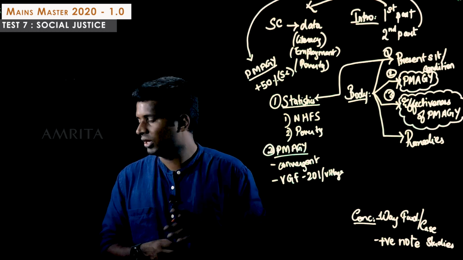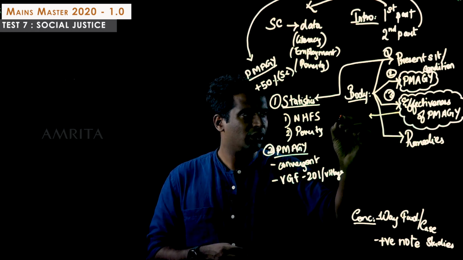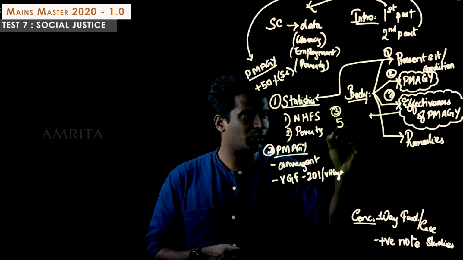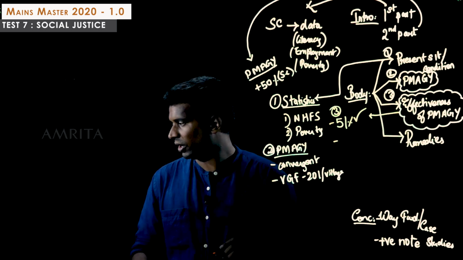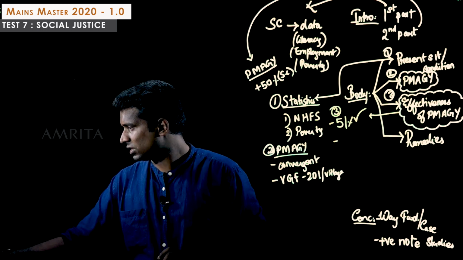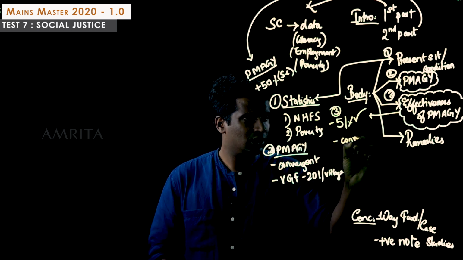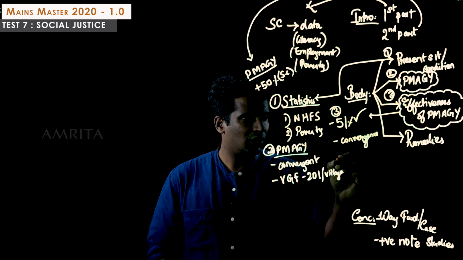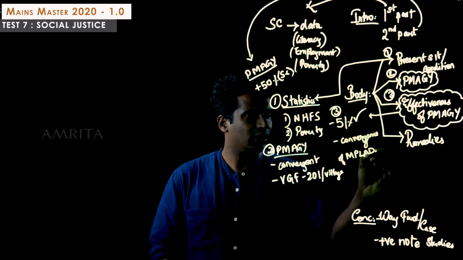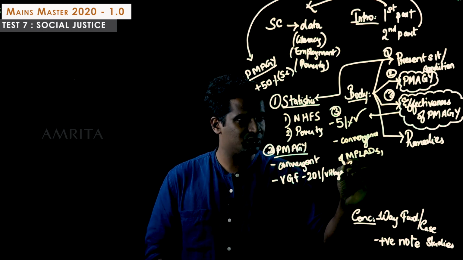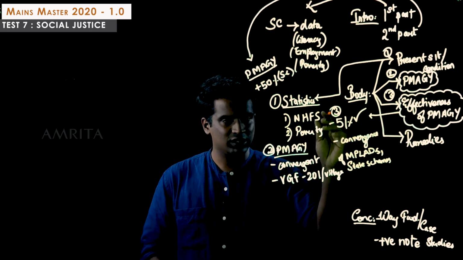51% of the projects have been completed. So one thing you can quote in this is 51% of the projects have been completed. And apart from that, there is mandatory physical exercise, there is convergence of schemes, convergence of MP local area development scheme, and other schemes, state schemes. That is also another thing. These are the positive things.